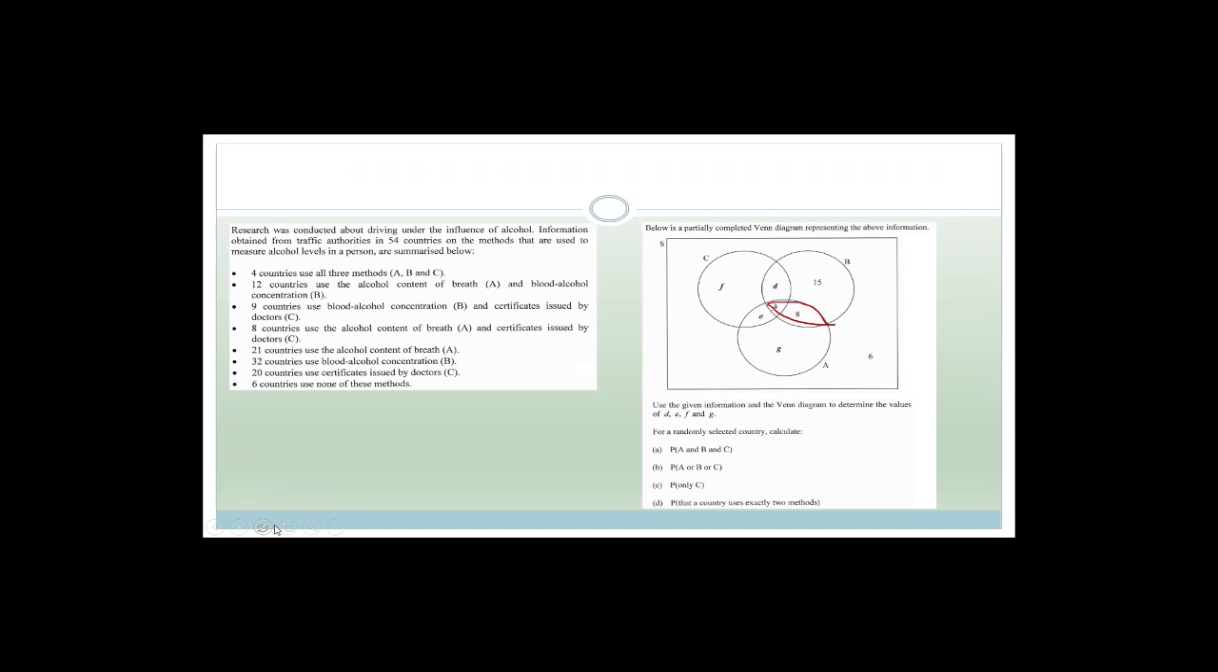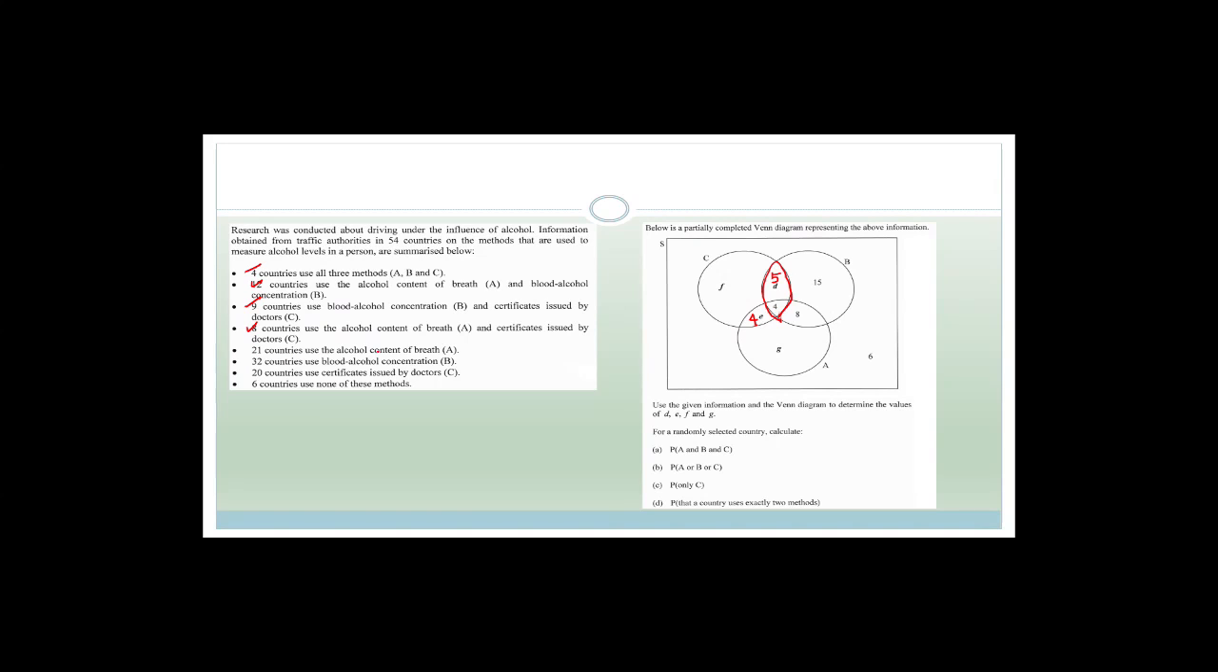Now it says 9 countries use the blood alcohol concentration B and certificates issued by doctors at C. So 9 countries do both B and C. If this total is 9, this has to be a 5. Then it says 8 countries use the alcohol content of breath, A, and certificates, so they use A and C. And since this is 4, this also has to be 4. So there we go, we've used all that information.